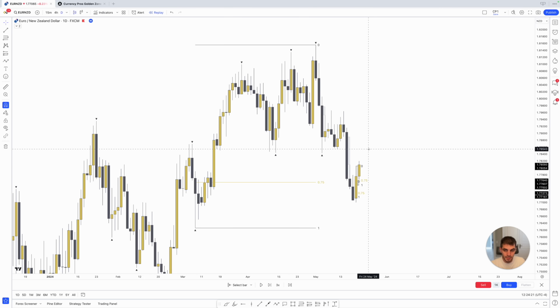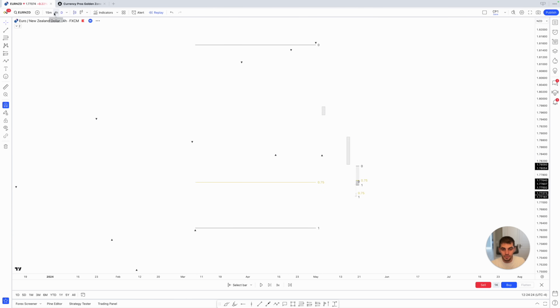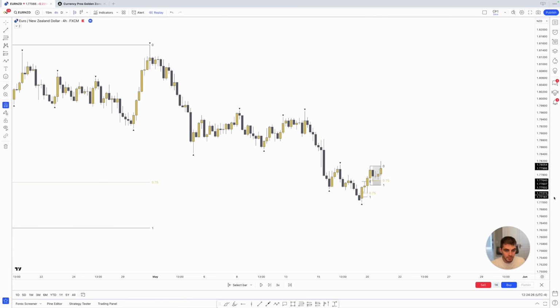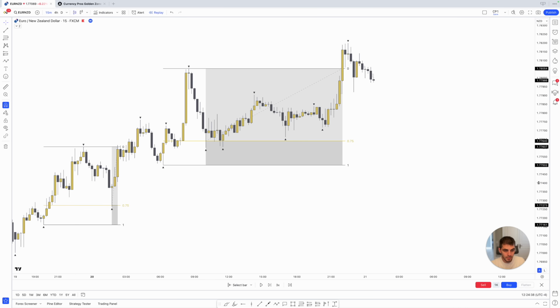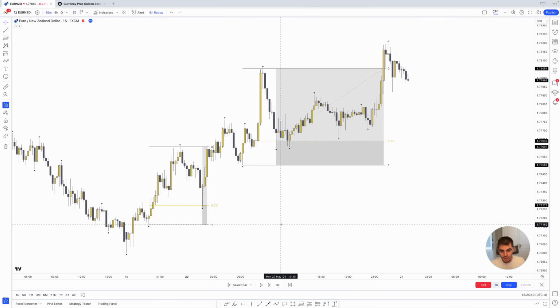Now that we've gone over the daily time frame, let's take a look at the 4-hour time frame. Not too much to see here. The entries would have been placed on the 15-minute time frame. On the 4-hour, there just wasn't enough structural change just yet. So let's go down to the 15-minute time frame and we'll take a look at these opportunities step by step.